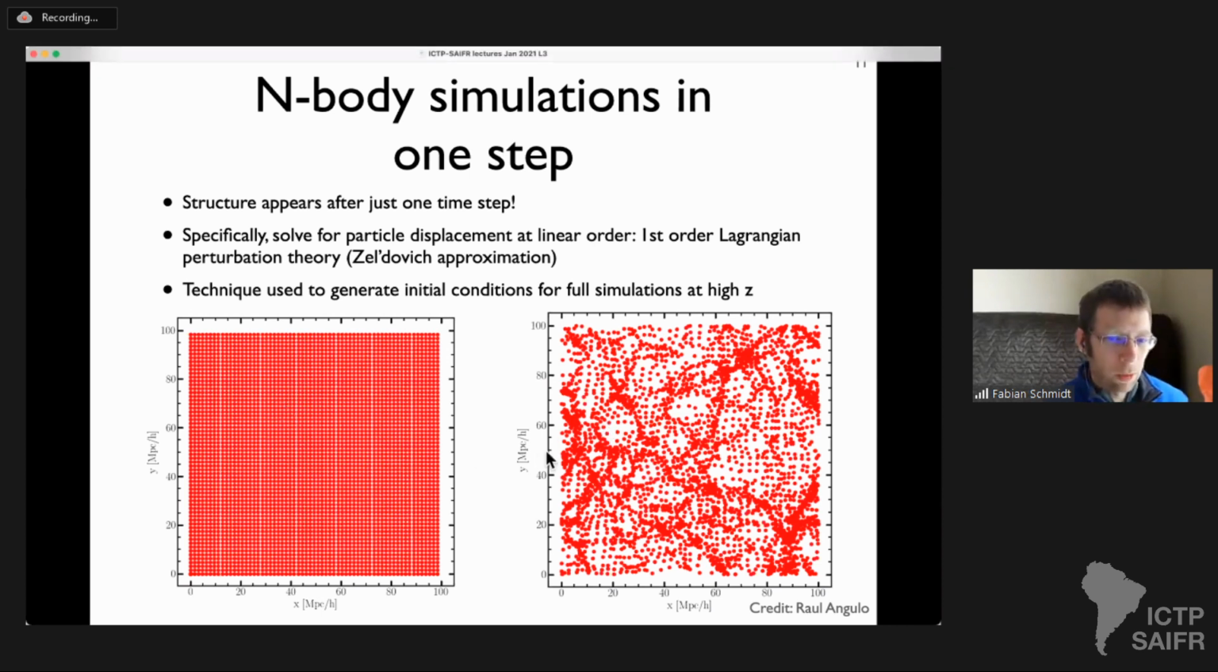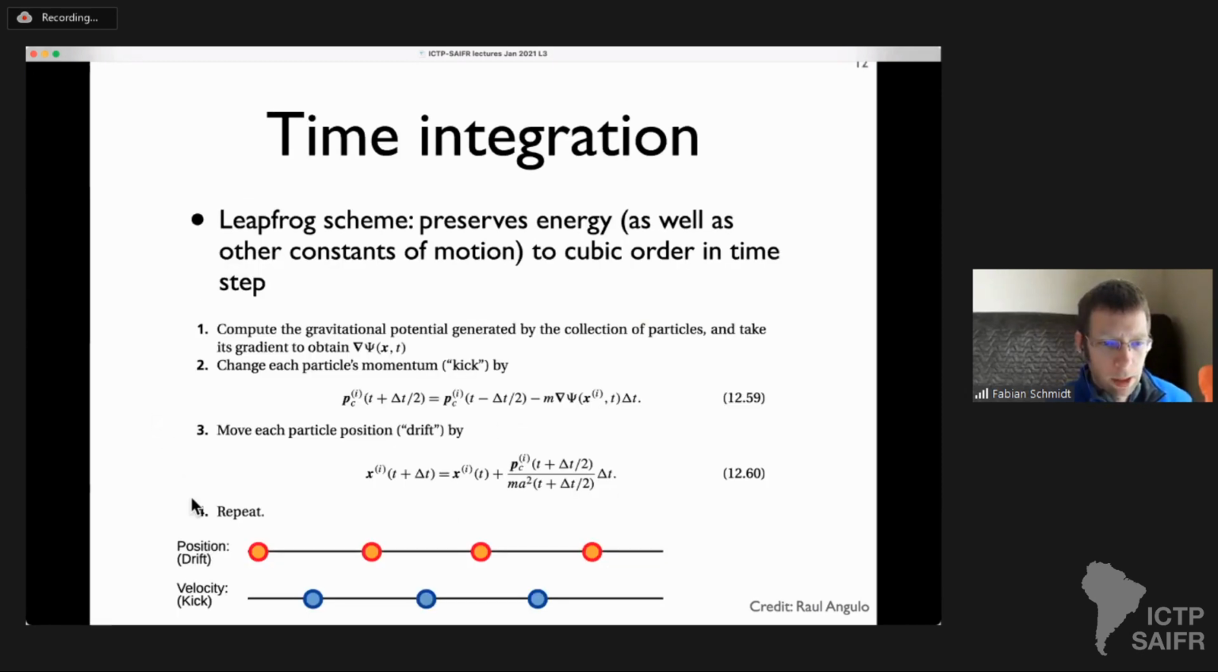So in this case, it was really just one giant time step from early universe to today. In the actual simulations, we'll of course do hundreds or thousands of time steps. Good. And so for these time steps, we do a leapfrog scheme. That means we have the position and the velocity or momentum at staggered epochs. So we have the position here and the momentum one half step ahead.